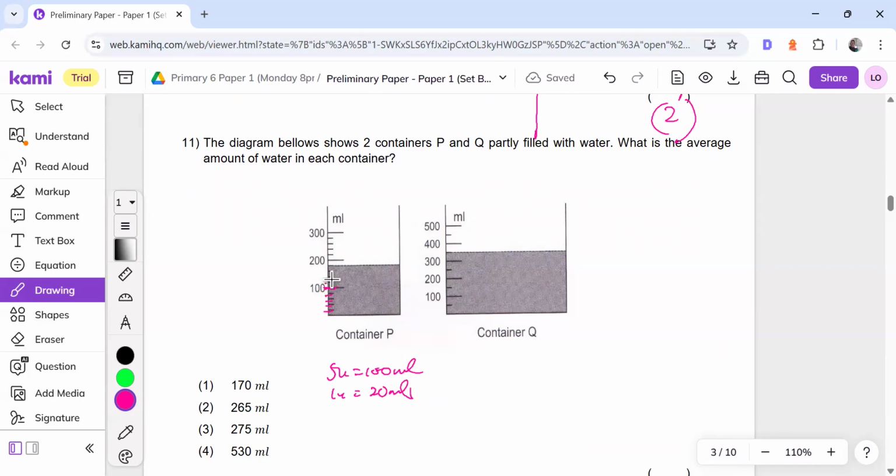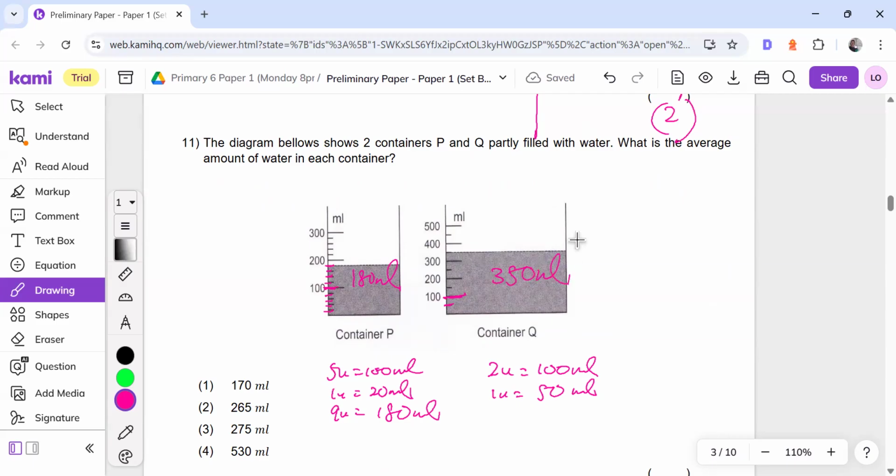So 5, 6, 7, 8, 9. So there are 9 units, which is 20 times 9. 20 times 9, 180 ml. Okay, then go to container Q. Of course, it's easier. Container Q is easier. 2 units is 100. Then 1 unit is 50. So, how much water in container Q? No need to count actually, 350 ml.